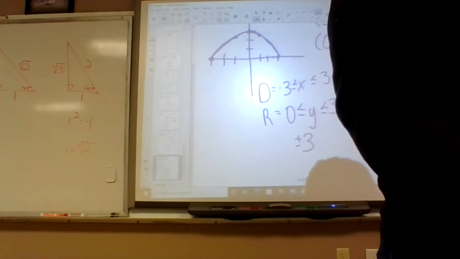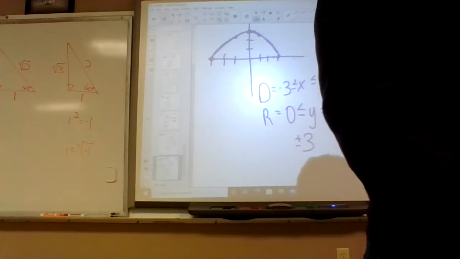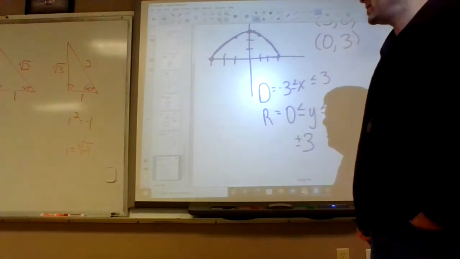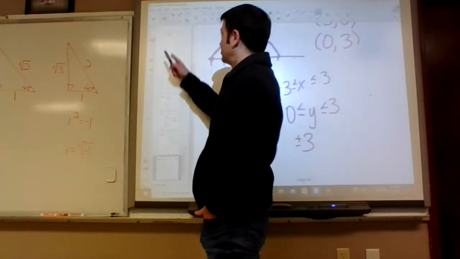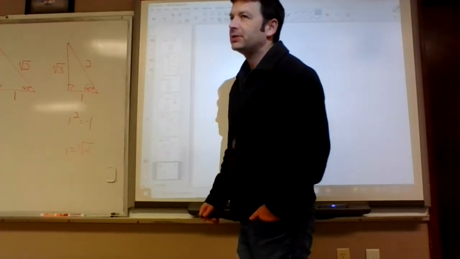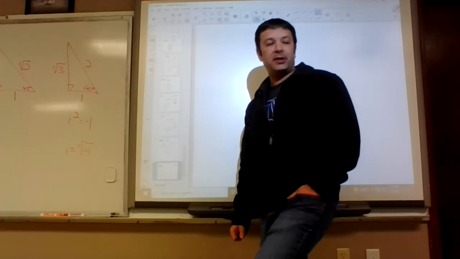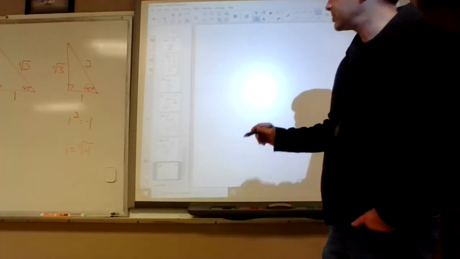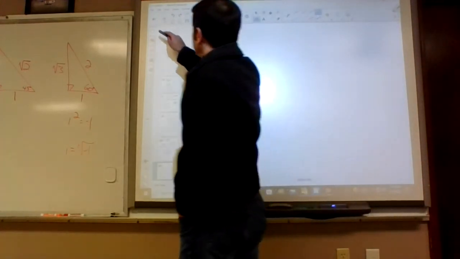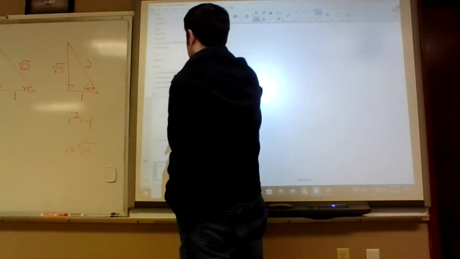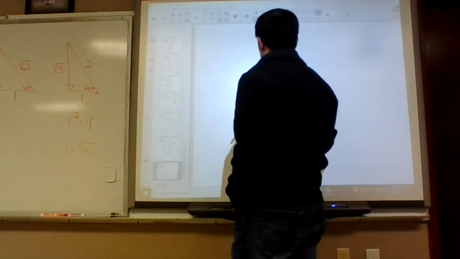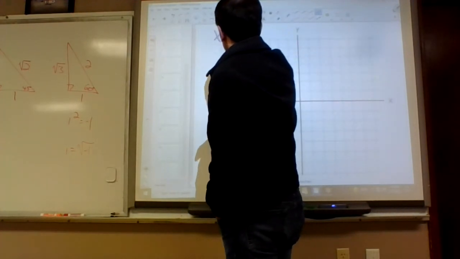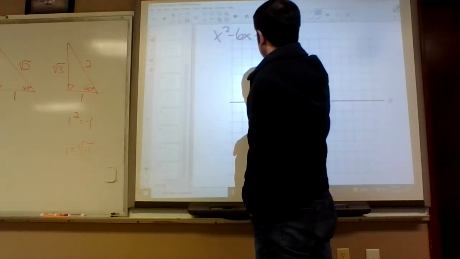13. Sketch the graph of each function. Use a graph to find the range and zeros of the function. X squared minus 6x plus 8. We kind of did this yesterday. The only difference is we're stating the domain and range. So how did we graph this yesterday? X squared minus 6x plus 8. What shape should it make?